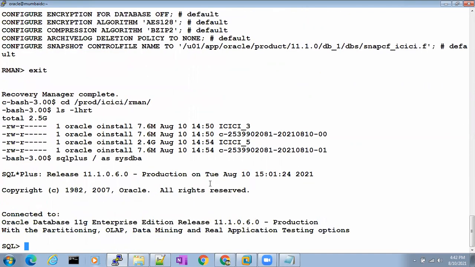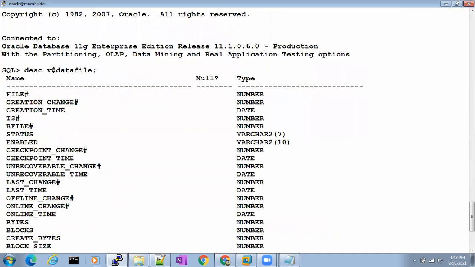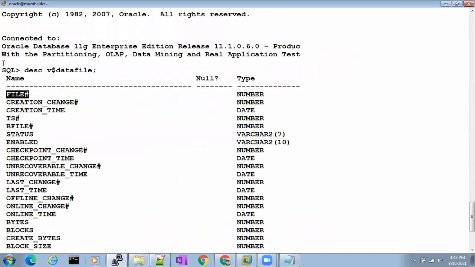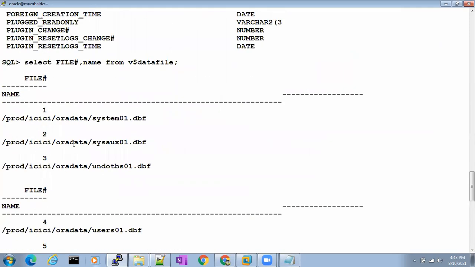Now, coming to the sequence number. How to check what is the sequence number? Not sequence number, the data file number. $datafile. This is the file number. Select file_number, name from $datafile. This is how we are able to find the data file number. Okay.